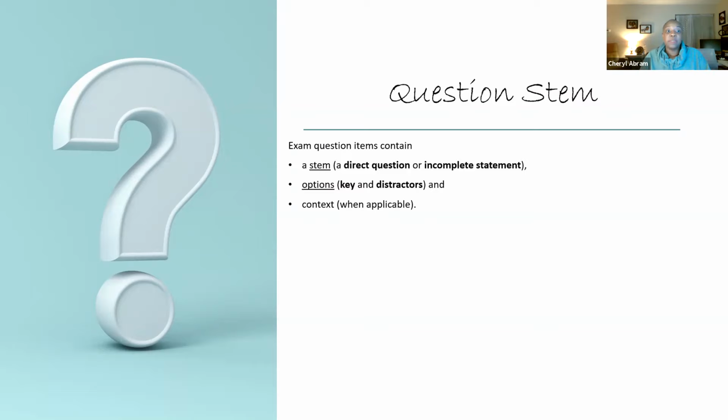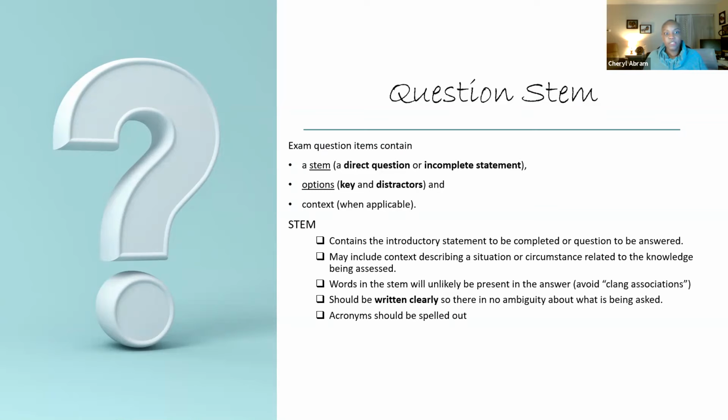Exam question items contain 3 parts: a stem, which is the question itself; options, which are the A, B, C, D, E, however many options you have to choose from; and context sometimes, when it's applicable, like scenario questions. You'll see a little bit of context in there. Well, let's talk about the stem. The stem is the question. It's the question to be answered or the statement to be completed. It may include context. Sometimes it does, sometimes it doesn't, depending on what kind of question it is.